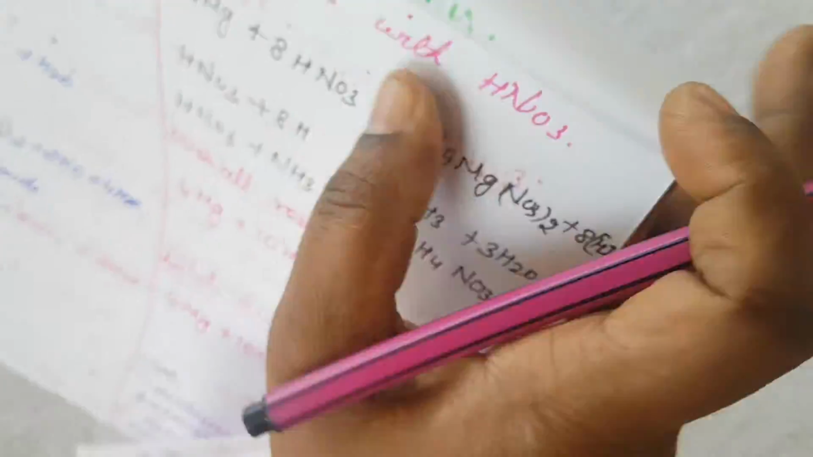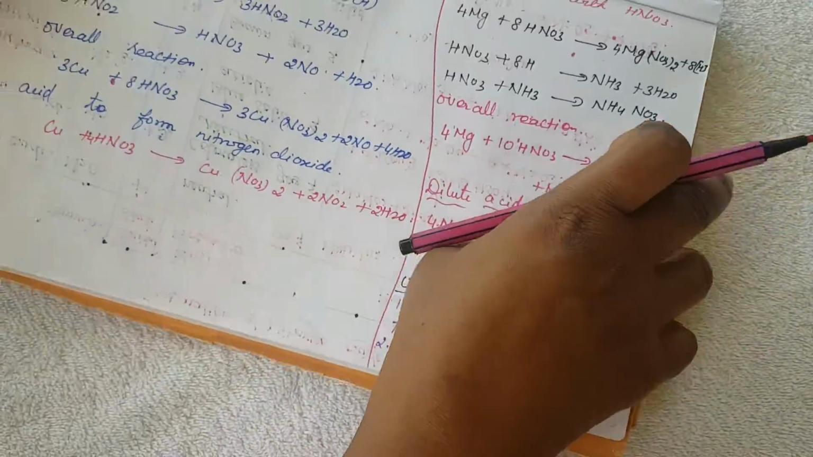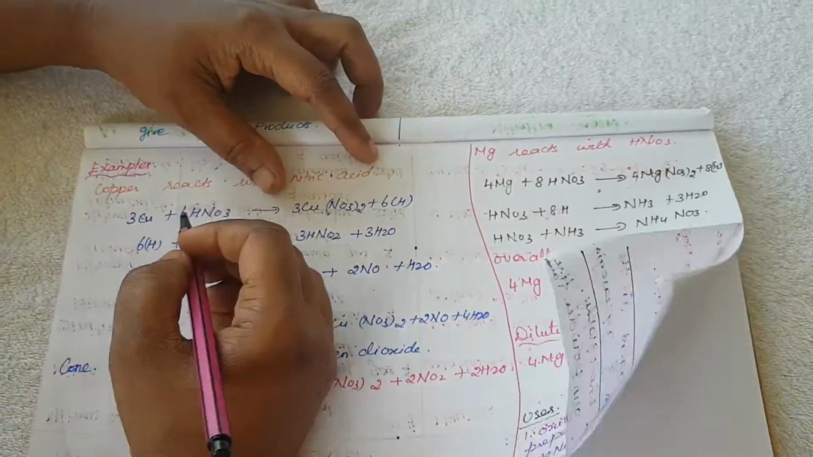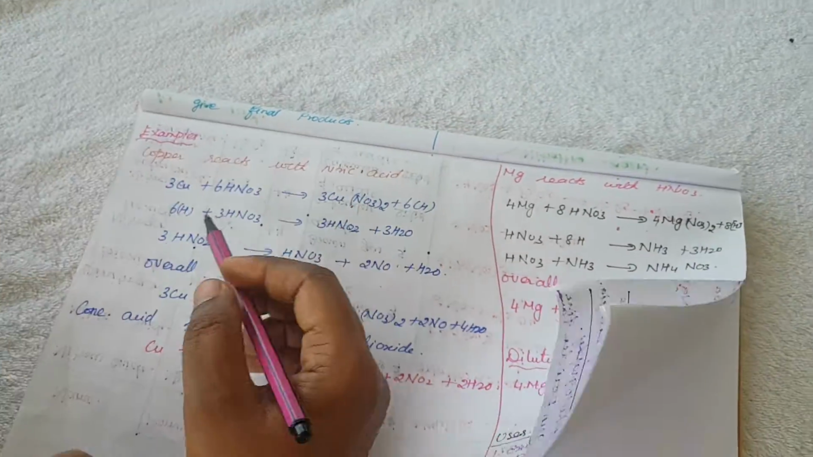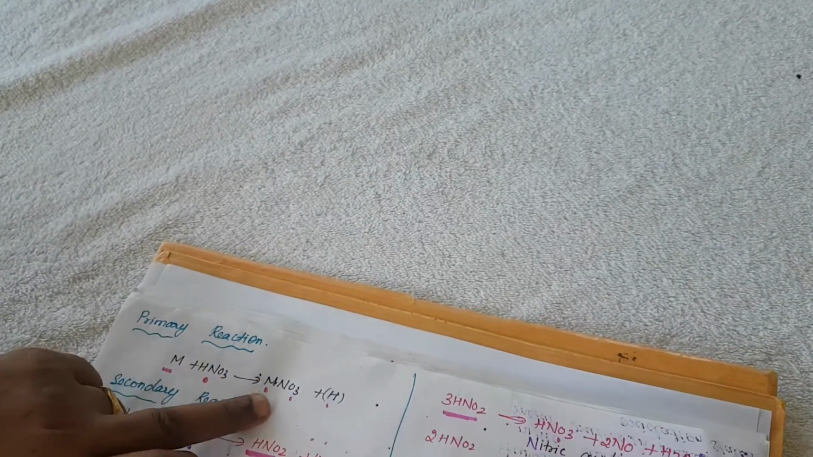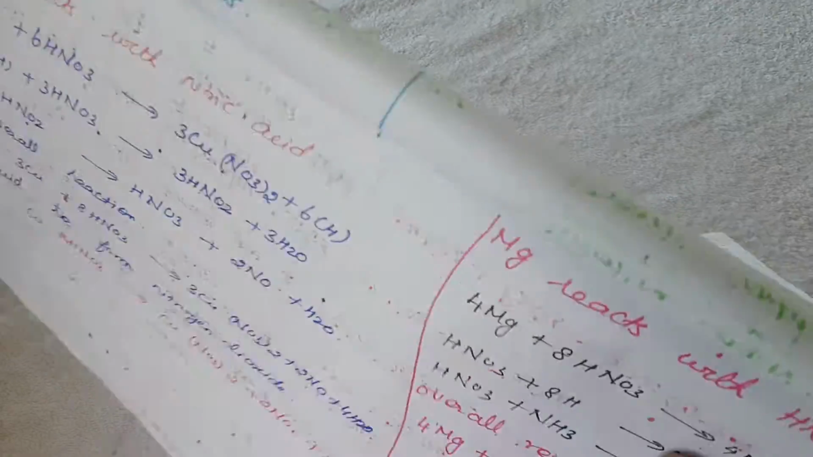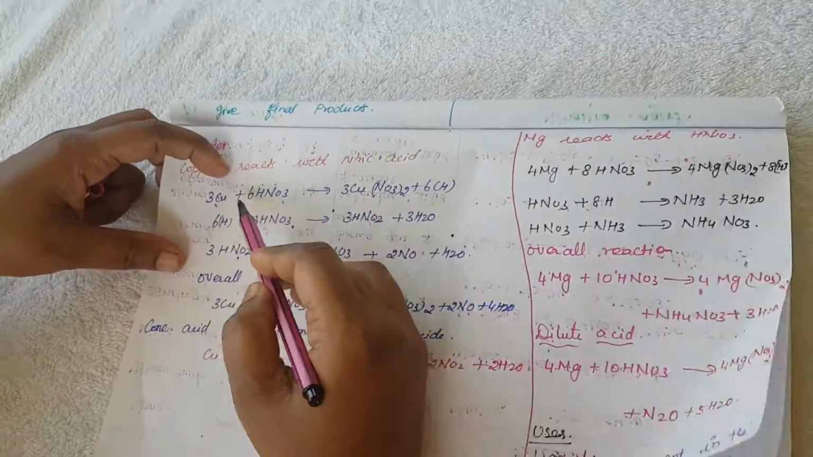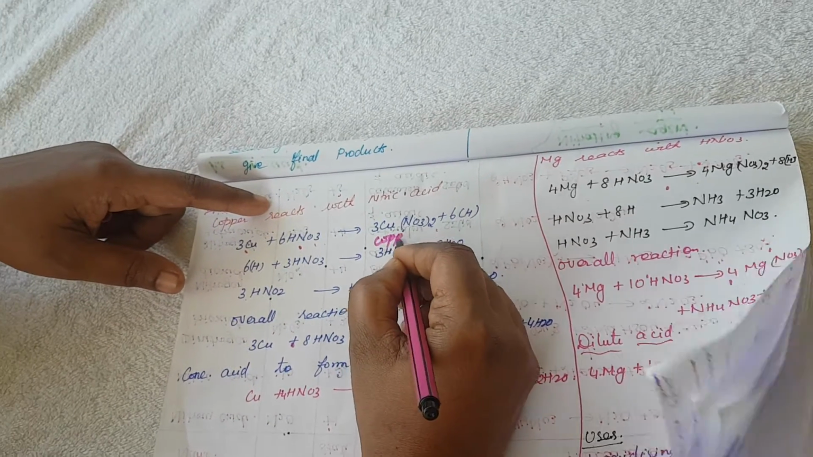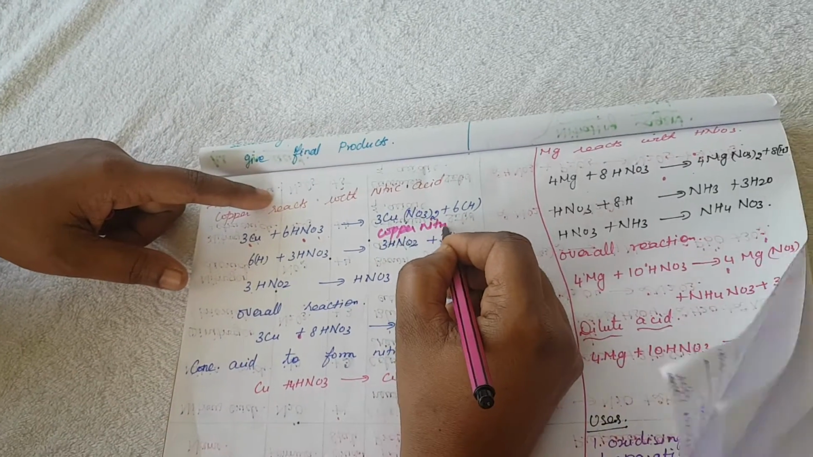How do we use these with metals? First one is the reaction with copper. Copper reacts with nitric acid step by step. The first is the primary reaction: copper metal with nitric acid gives copper nitrate. Here the metal and nitric acid form metal nitrate. So this is the first step: copper plus nitric acid gives copper nitrate.